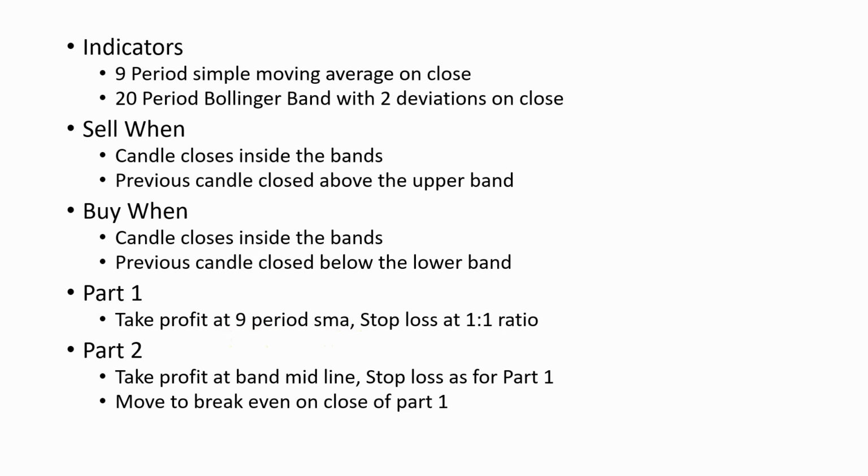The strategy also says that there's a second part where, at the take profit on the 9-period simple moving average, we close part of the trade and let the rest of the trade run until the price reaches the Bollinger Band midline. And when that happens, we move the stop loss for the second part to break even. There is also a discussion of possibly letting a third part of the trade run until it reaches the opposite side of the Bollinger Band. But the rules around that are much more subjective, and I thought they were unsuitable for implementing in an expert advisor.